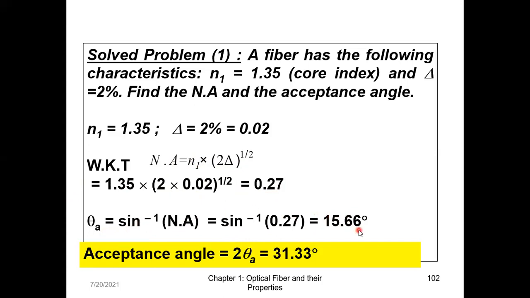So your acceptance angle will be 2 times your theta A. That's why I have highlighted it. Whenever we use theta A, we call it the half acceptance angle. Your acceptance angle is for the cone, because the ray can come from the top, it can come from below, so that's why I have the acceptance cone. So your acceptance angle is 2 times your half acceptance angle, so double it. That is 31.33.